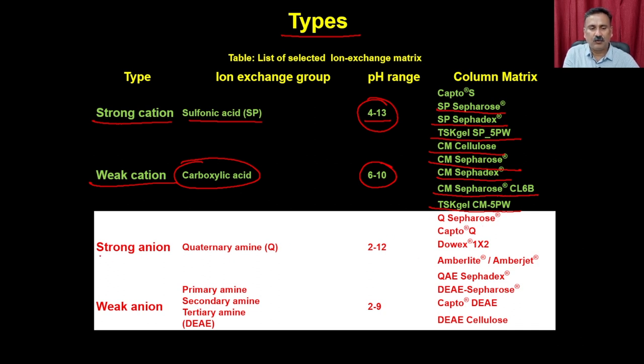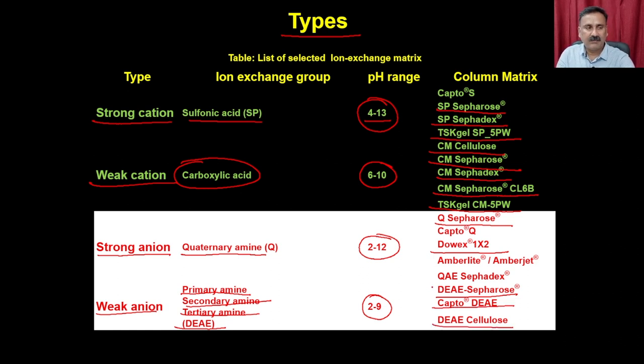Apart from that, you can also have the strong anion or the weak anion exchangers. For the strong anion, you can have the quaternary amine, which can be used in a range of 2 to 12. The examples are Q Sepharose, DEAE, and so on. Then we can have the weak anion, where you have primary, secondary, and tertiary amines such as DEAE, and the range in which you use this is 2 to 9. Examples are DEAE Sepharose, Capto, and DEAE cellulose.